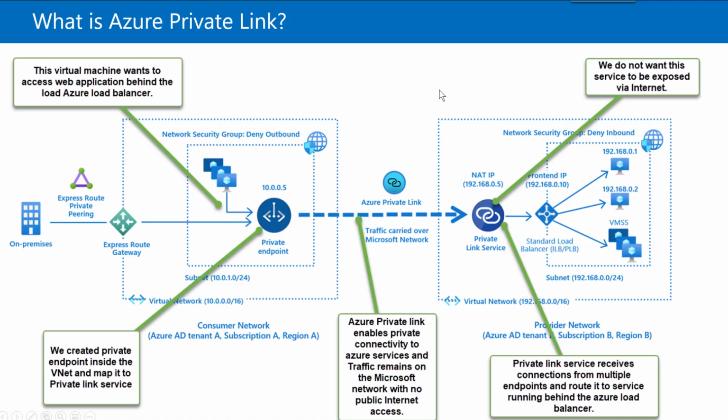Now this private link receives connections from multiple endpoints. In this scenario, this is one of the endpoints. There might be another consumer who wants to access this service, so there might be another endpoint. And this routes the traffic to the load balancer, which in turn routes the traffic to the particular VM. And then the traffic comes back the same route. So the advantage of this approach is that instead of using public internet, it is going via the private link, which uses the Microsoft Azure backbone network.